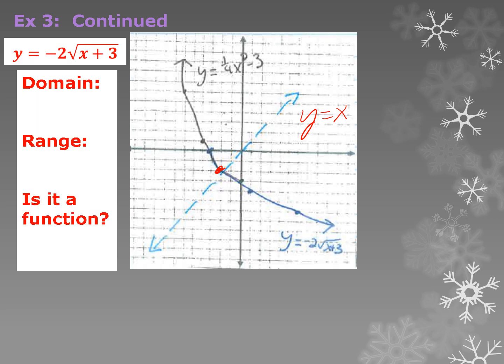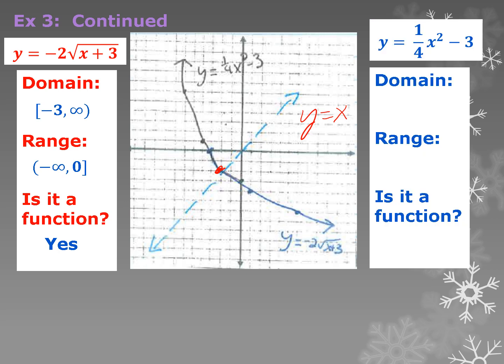Let's talk about the domain. The domain of the original is -3 to infinity. And the range of the original is -infinity to 0 because it's strictly decreasing. So that's why we start with -infinity. So it's -infinity to 0. Is it a function? Yes. Passes the vertical line test.